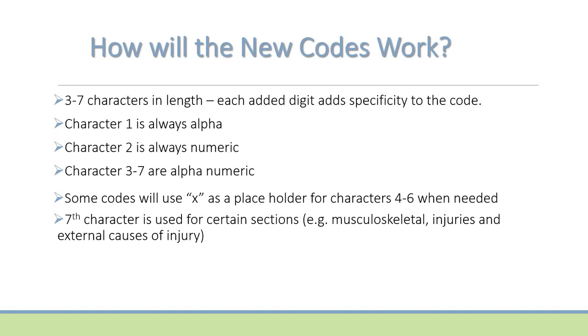Character 2 is always numeric, and then 3 through 7 are alphanumeric. Some codes will have an X in them. Some will have 2 X's in them, and you'll keep those in there. That is a placeholder so we can expand ICD-10. And then again, the 7th character is used for certain sections. These are for musculoskeletal injuries and external causes of injury.